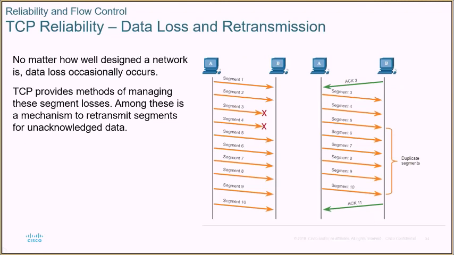And so reliability. So no matter how well designed a network is, data loss occasionally occurs. TCP provides methods of managing these segment losses. Among these is a mechanism to retransmit segments for unacknowledged data. And so basically, A is transmitting to B, and then segments 3 and 4 got lost.